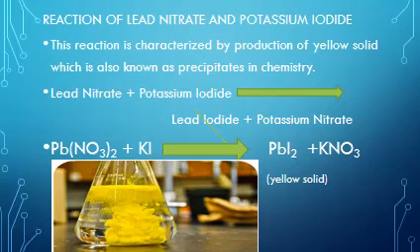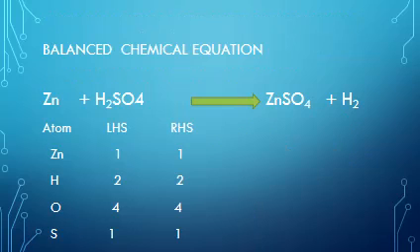So initially both the solutions are colorless. As soon as they are mixed together, they give this yellow solid. And this represents the chemical reaction occurring over here. Here we have to remember the formulas of all the components which are involved in chemical reactions, like lead nitrate, potassium iodide, etc.